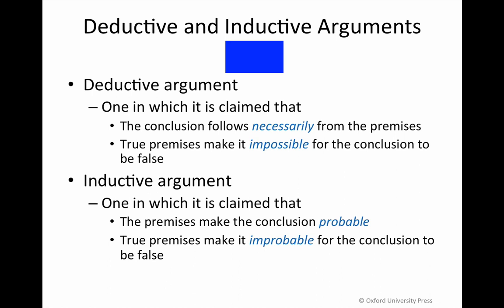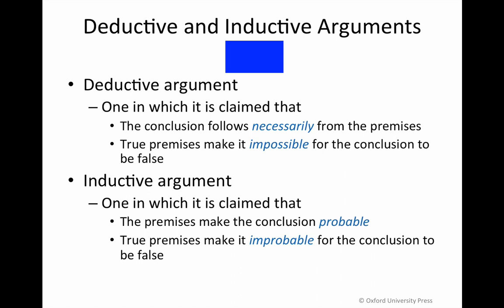Now, inductive arguments or experiential arguments have a different premise to conclusion relationship than do deductive arguments. Deductive arguments are arguments in which it is claimed that the conclusion follows necessarily from the premises. In other words, if the premises are true, it's impossible for the conclusion to be false. On the other hand, an inductive argument has a relationship of probability between premises and conclusion.